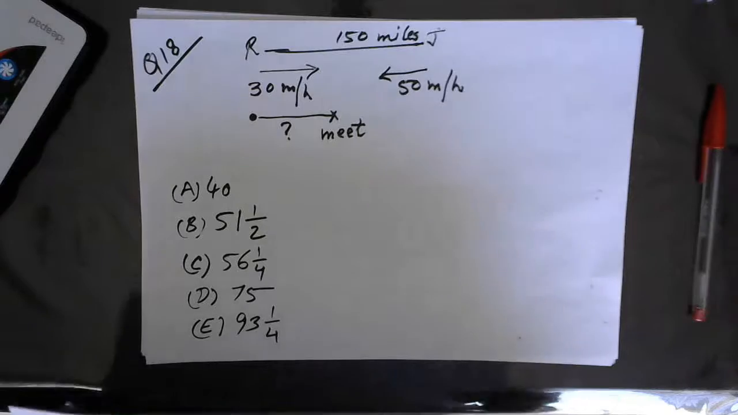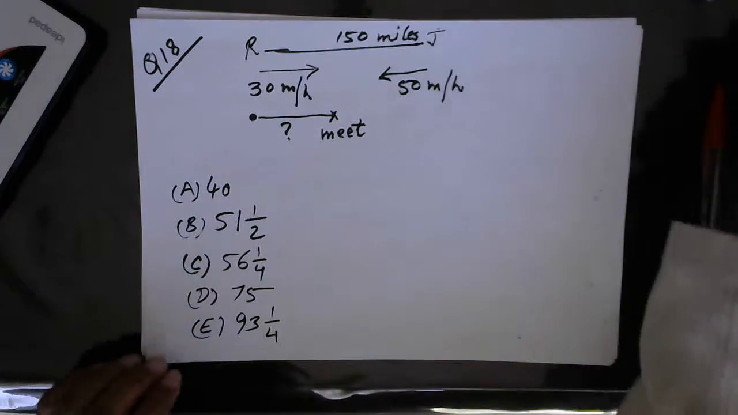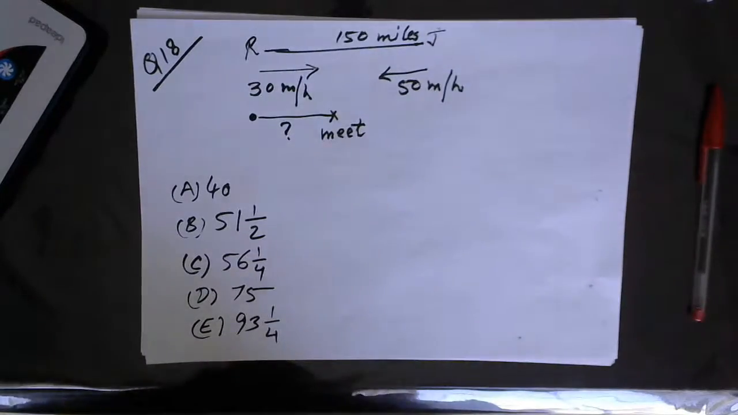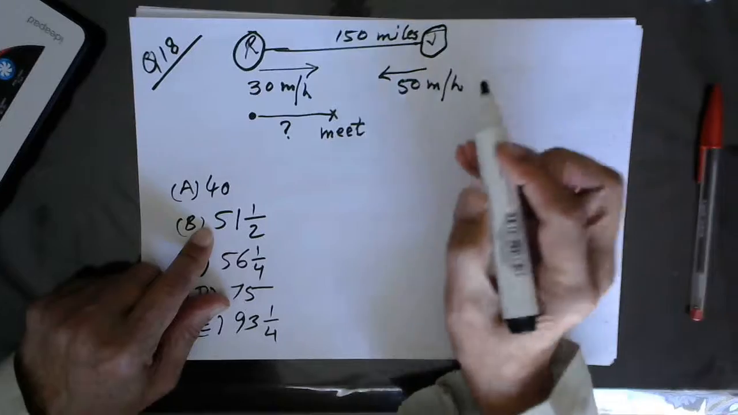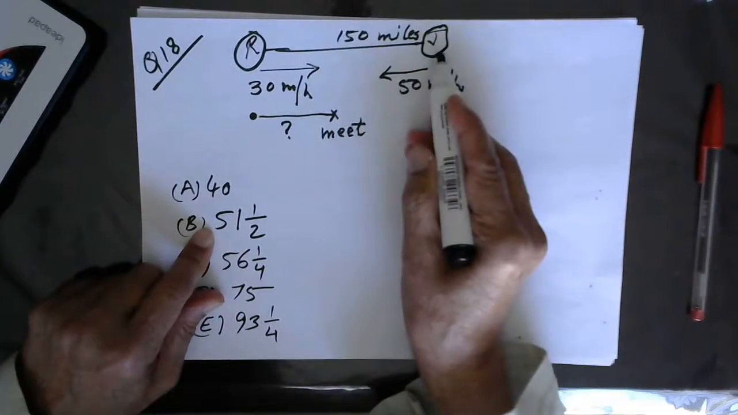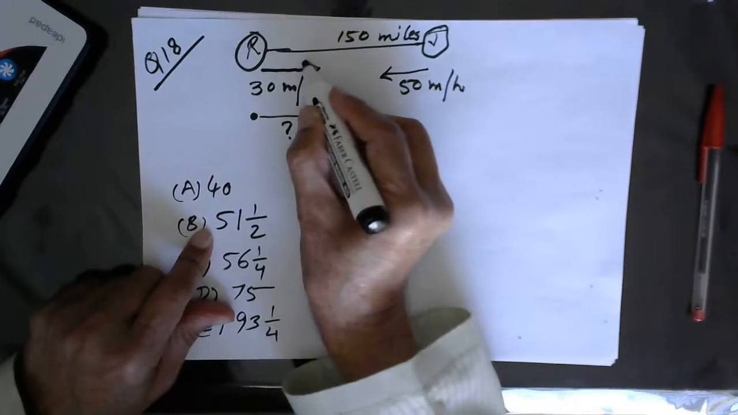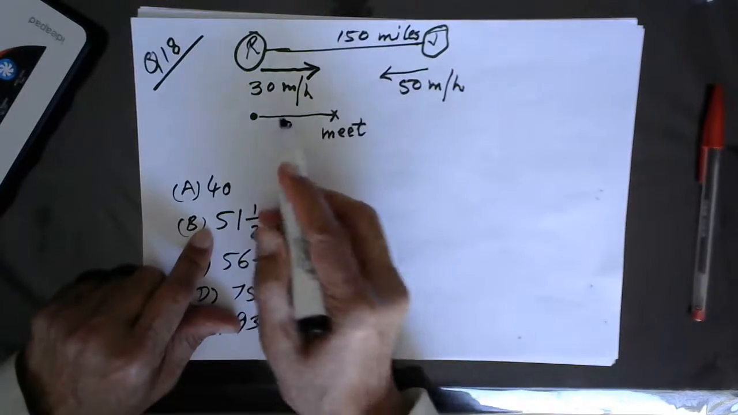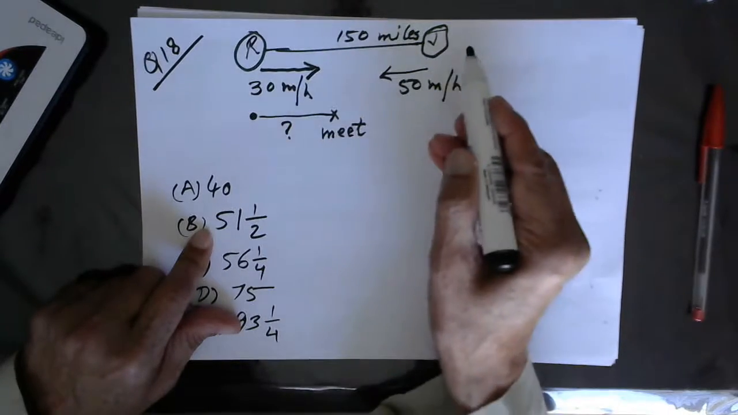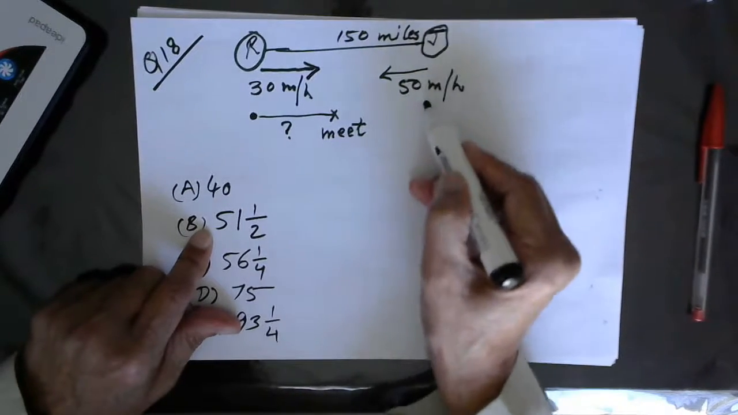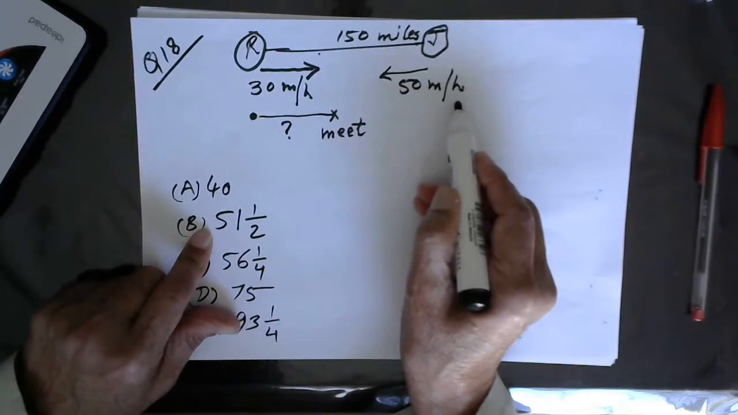Okay, let us move on to question number 18. This is an interesting question. Ray and James, they live 150 miles apart. Ray starts driving in this direction at the speed of 30 miles per hour, and James starts driving in this direction at the rate of 50 miles per hour.